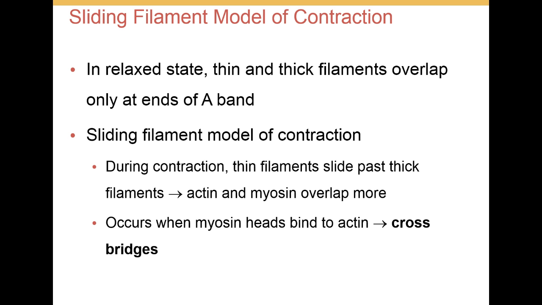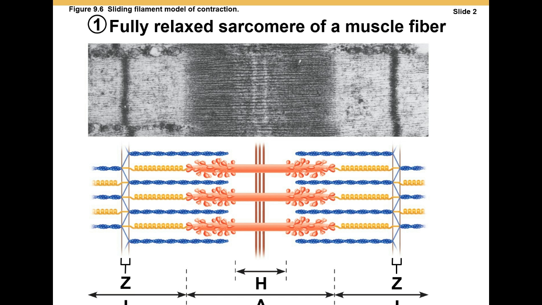This overlap, or this movement, occurs when the heads of the myosin bind to the actin. This forms a cross bridge, and the myosin heads literally push the actin in the thin filaments towards the center of the sarcomere, towards that M line. It draws them inward. So once again, here we see our fully relaxed sarcomere.